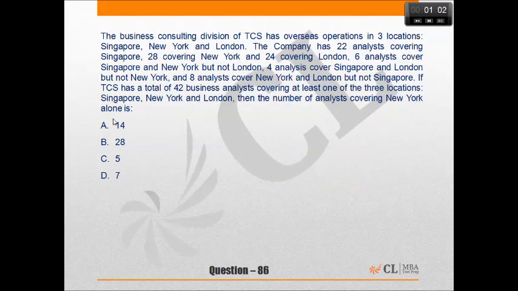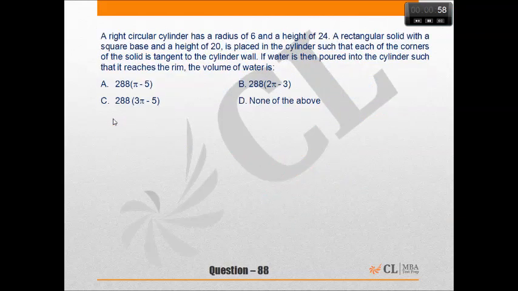What was this one? Okay, for 86. How much time do I have? 1 minute. Let me quickly look at the questions out here. Question 91 seems interesting. Let me do this one.